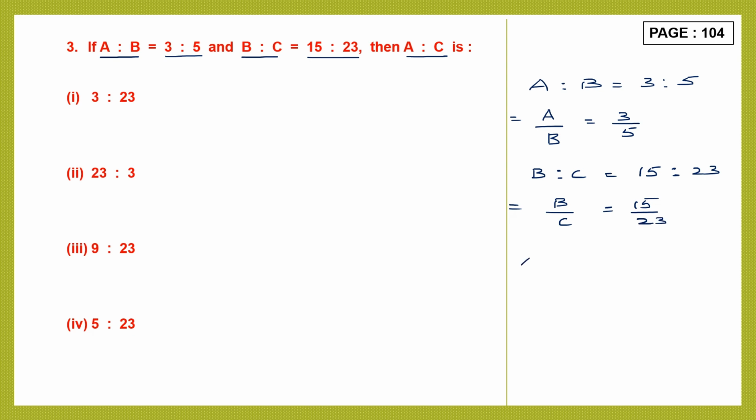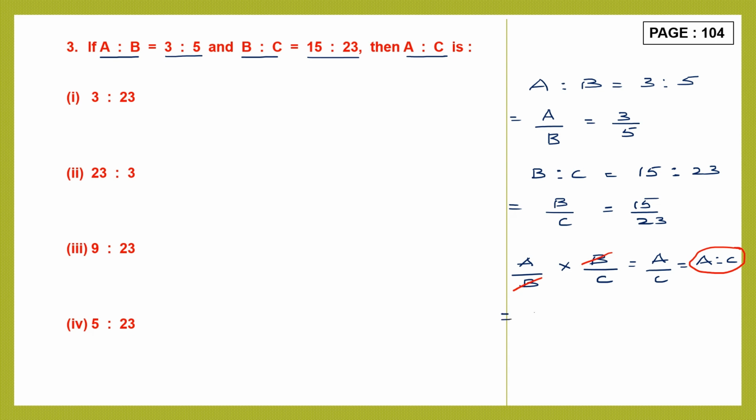Now, if I multiply A by B into B by C, if I have to multiply this, I can cancel these two, isn't it? Then what will I have left? I will have A by C, which is equal to A is to C. And this is what our question wants us to find out. Look at this. The question says, what is A is to C? So to find out what A is to C is, we have to multiply A by B into B by C. And we know A by B is 3 by 5.